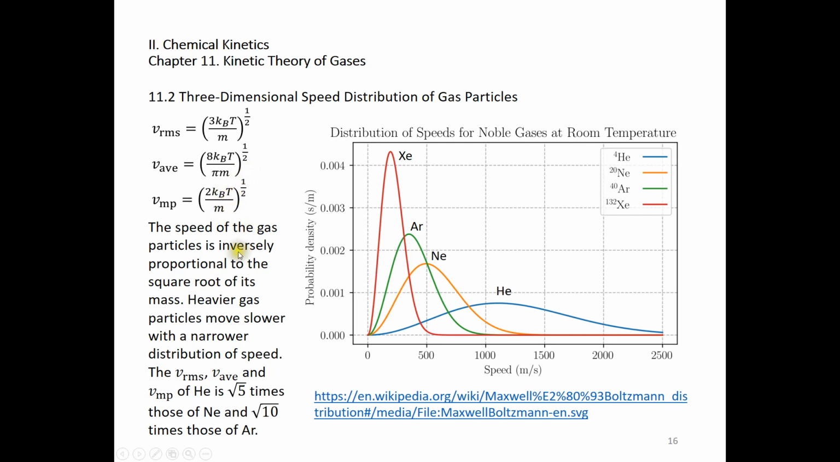So we can make quick predictions. If you compare just neon and helium, neon weighs 5 times that of helium. Therefore, helium is the square root of 5 times the speed of neon. And you can also compare argon and helium. They differ by 10. Therefore, those speeds differ by the square root of 10, with the lighter gas particles traveling faster in general.